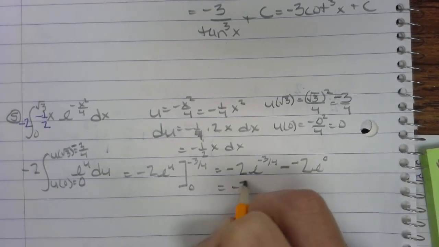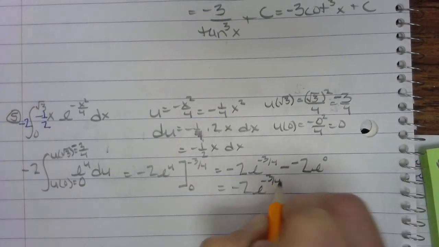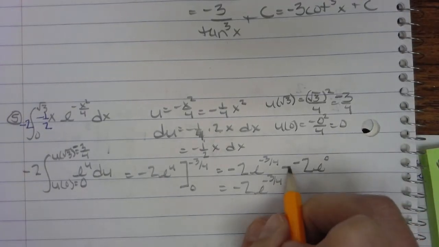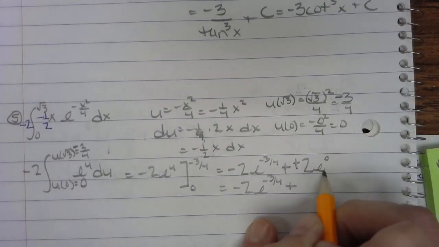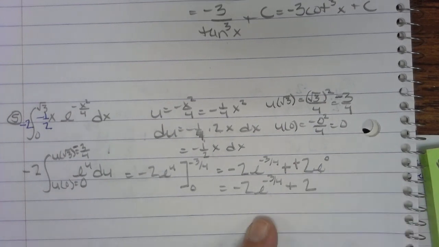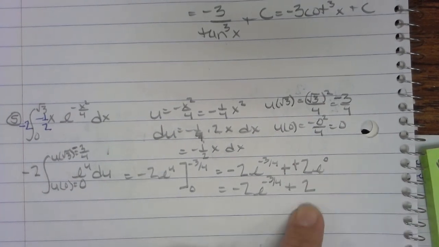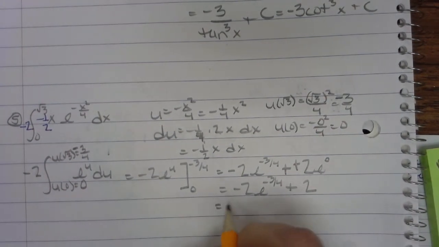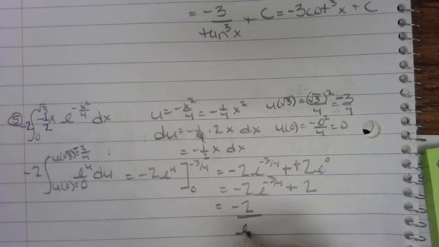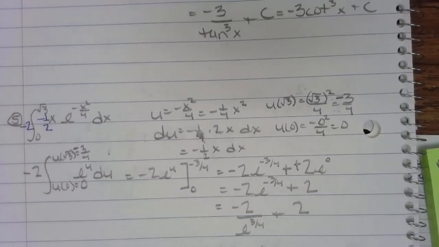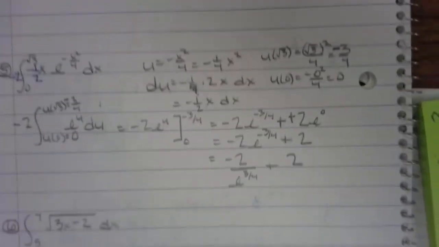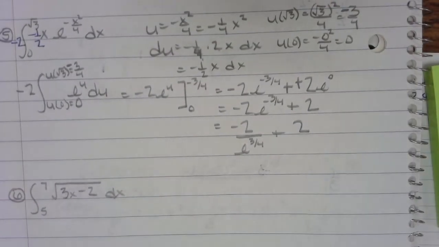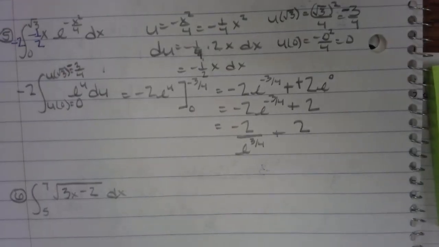Now to clean this up, you don't need plus c because this is definite. The minus negative goes to a plus. The other thing is e to the 0 is 1, so that's 2 times 1, which is 2. Another thing that can happen is we can bring down the e, and that exponent becomes positive like that. That's the final answer that you see. All right, one last one.